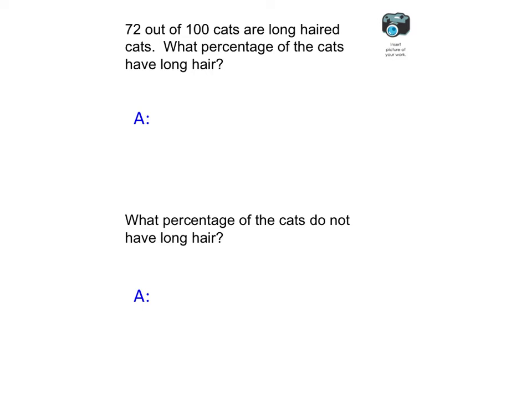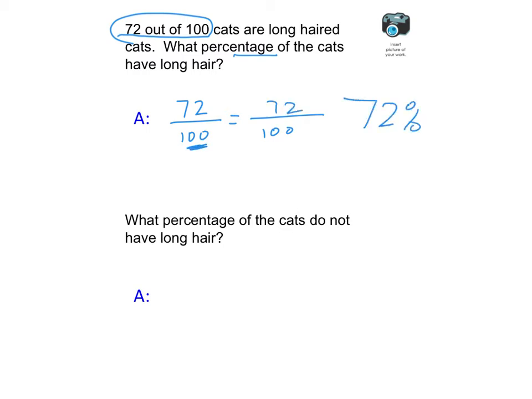When you have a situation, 72 out of 100, write that as a fraction. 72 out of 100. So to find the percentage, it is the numerator when the denominator is 100. Well, the denominator is already 100, so I know my percentage is 72%. I know this is here, but you don't need it. All you need is to type in 72% in that box.